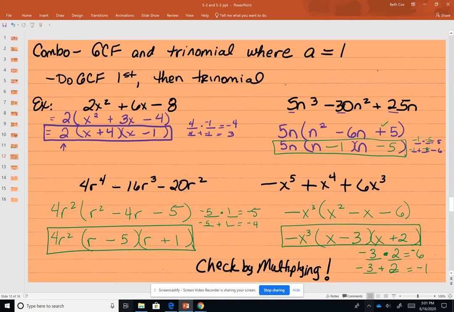All right. This is tough, guys. It's just math, y'all. Keep trying. You can do it. It is just math.